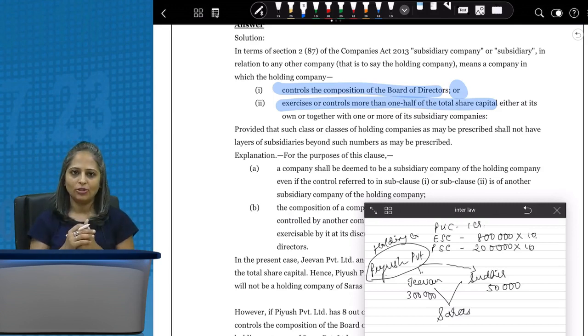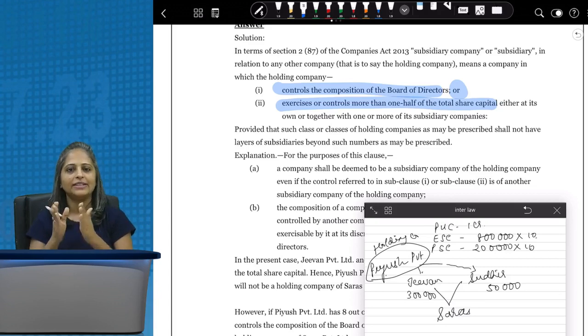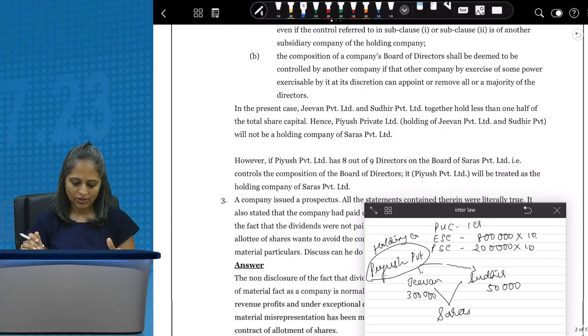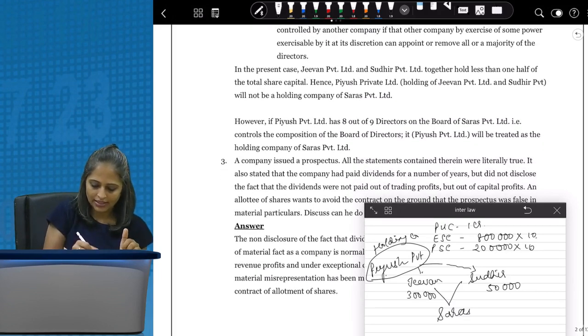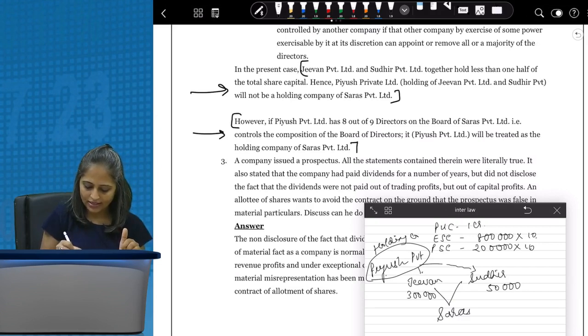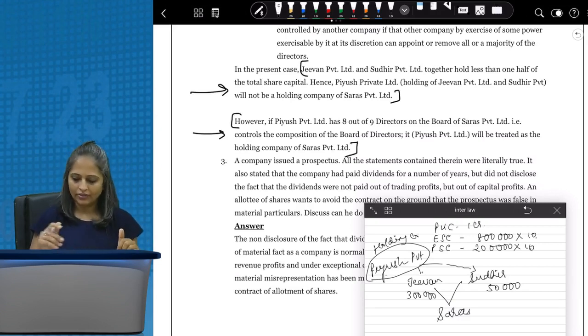But in scenario number 2, it says that it is holding 8 out of 9 directors on the board of the company. Now, if it is holding 8 out of 9 directors, it is complying with the first condition, that is, you are controlling the composition of the board of directors of the company, and hence it will become a subsidiary of Piyush Private Limited. Okay, so that is how you will answer the case in 2 parts, giving the first answer and then the second answer for both the conditions that are given.